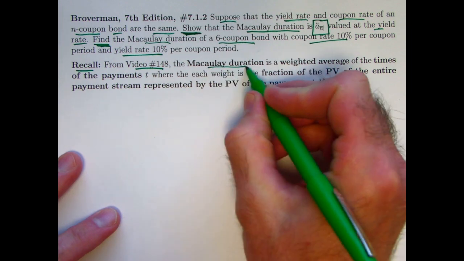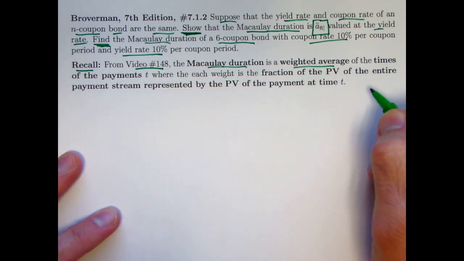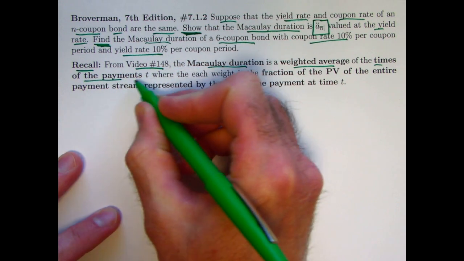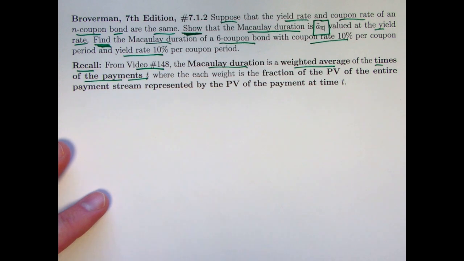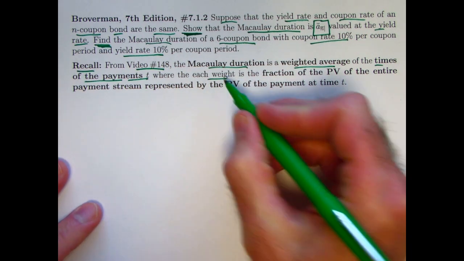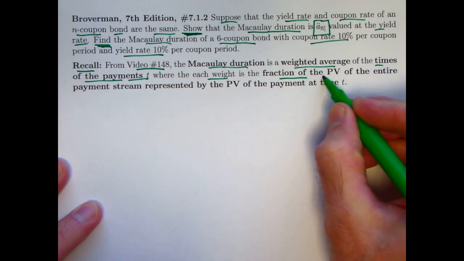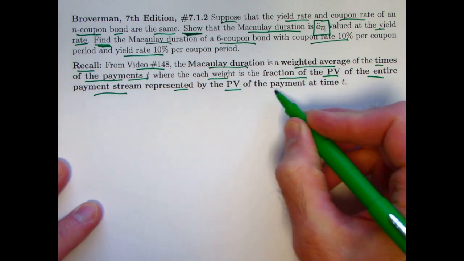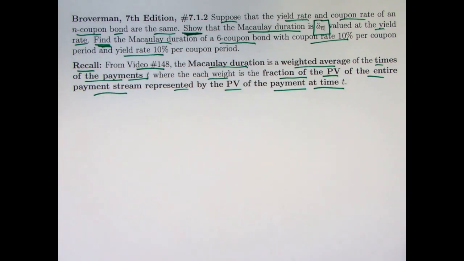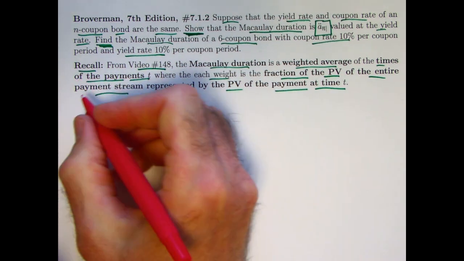From that video, the Macaulay duration was seen to be a weighted average of the times of payments, t, so t is going to be in payment periods, which could be in years, t going from 1 to N. It doesn't have to be for a bond, it's a general payment stream, though we are applying it to a bond here, where each weight is the fraction of the present value of the entire payment stream represented by the present value of the payment at time t. Okay, that's kind of a mouthful. Let's think about that more carefully now.